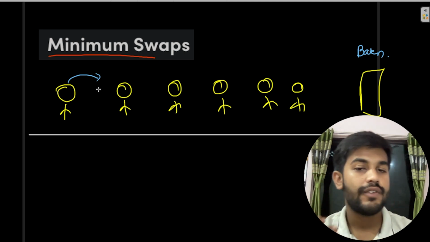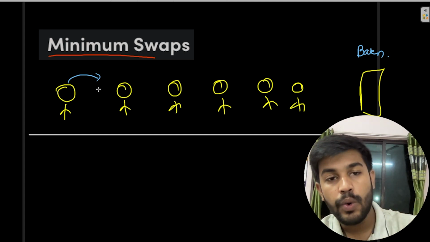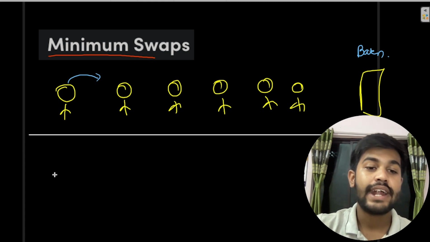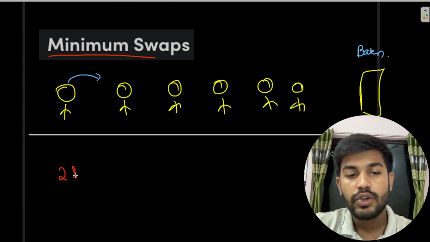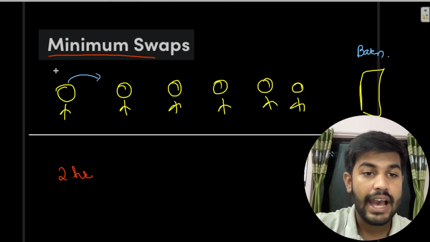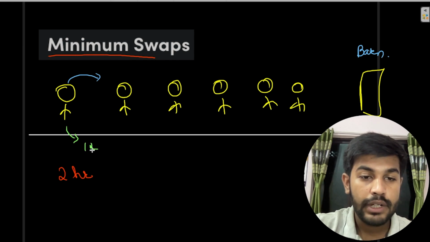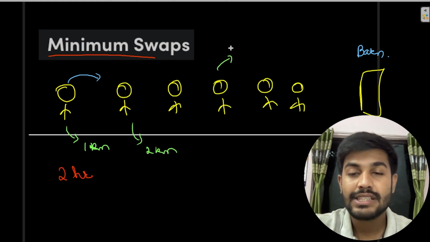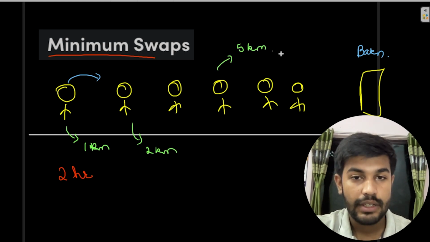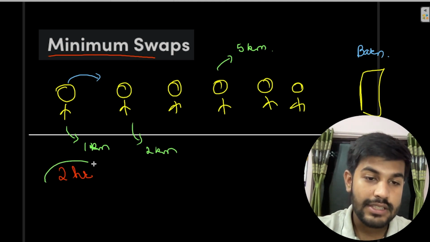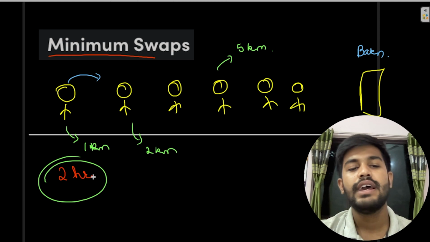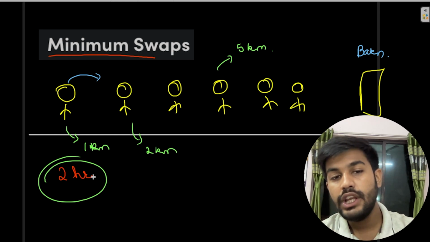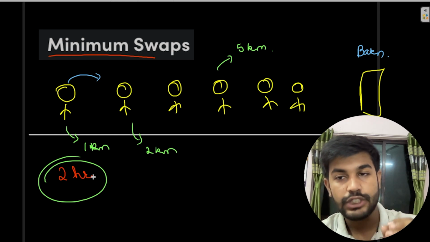It is also given that each sheep has its own speed. Now there is a time constraint that is given. Suppose the time constraint is 2 hours, and this sheep has a speed of 1 km/h, this sheep has a speed of 2 km/h, this sheep has a speed of 5 km/h. It is portrayed in the problem that someone is trying to eat all those sheep.